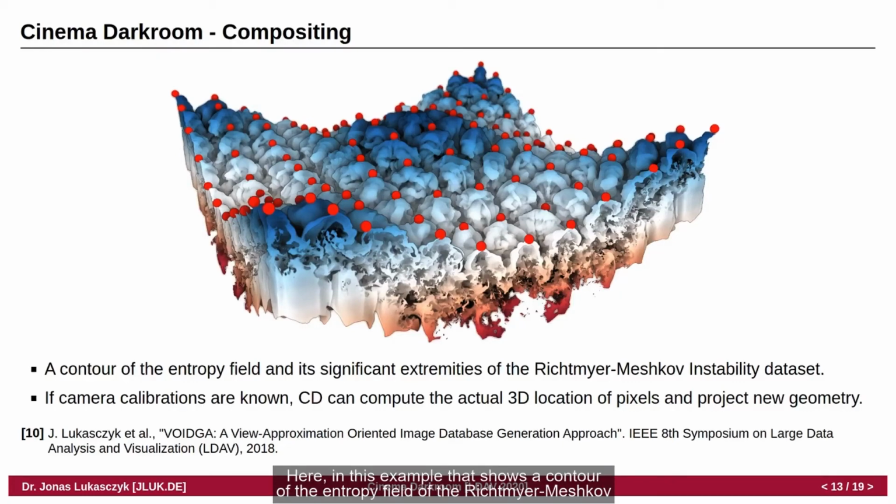Here, in this example that shows a contour of the entropy field of the Richtmyer-Meshkov instability, we recomputed the 3D location of every pixel that depicts the contour and color the pixel by its world Z coordinate. So this height field was not stored in the cinema database, it was reconstructed post-hoc. This can even be used to project new geometry into image space. In this example, we computed at simulation runtime via TTK the location of persistent maxima of the height field defined on the contour. This list of point locations was then used during post-hoc analysis to project spheres into a new depth buffer, which was then correctly composed together with the depth buffer of the contour.